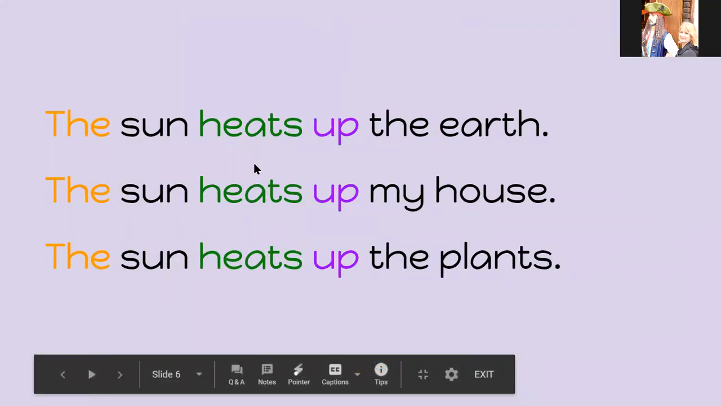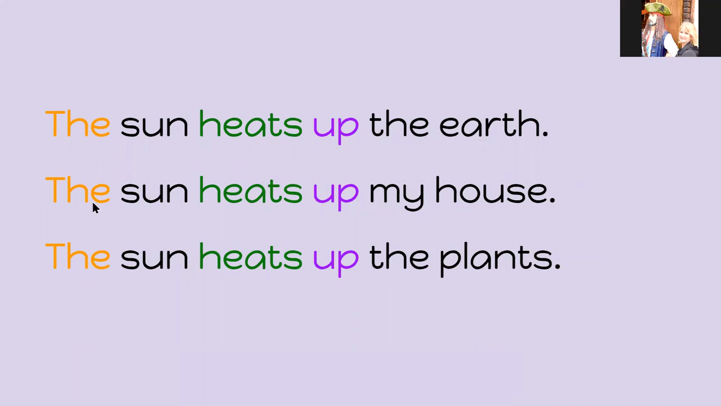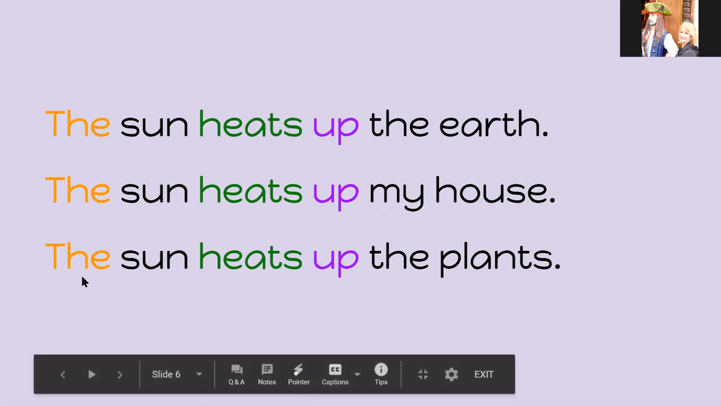The sun heats up the earth. I used the same article, noun, verb, and preposition for the second sentence, and I changed what the sun heats up. The sun heats up my house. Well, then I kept going. The sun heats up the plants. And of course, you have lots of possibilities for that sentence if you'd like to use those words.